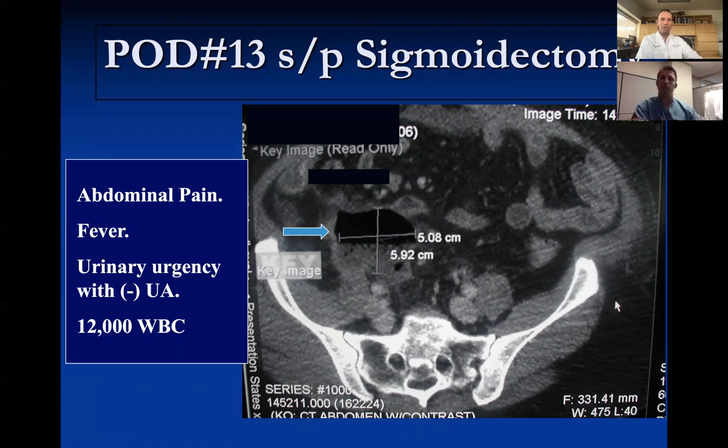They have fever. There's a little bit of urinary urgency, but they had a negative urinalysis, and the white blood cell count is about 12,000. In this particular situation, they're a little bit tachycardic, a little bit distended, their belly's a little bit bloated, and they get a CAT scan. So Patrick, walk me through what you see on this particular CAT scan.